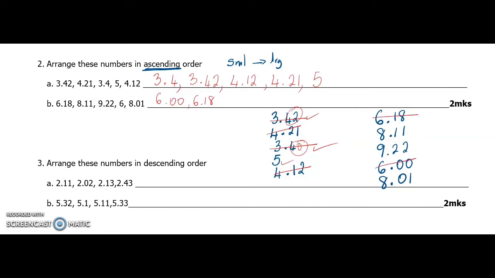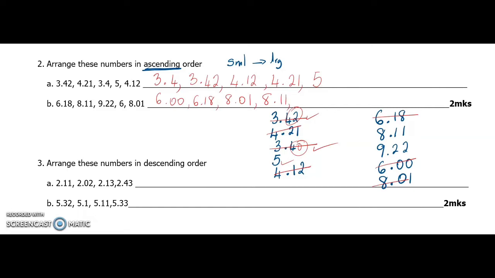The next digit in line after 6 would have been 8 because 8 is smaller than 9. We have 8.11, 8.01. So $8.01 would have been smaller than $8.11. So 8.01 would have been the next digit. And the next one is 8.11.